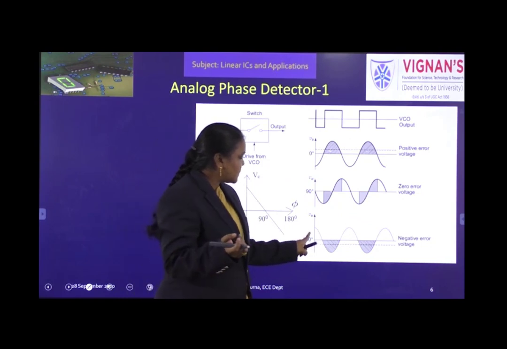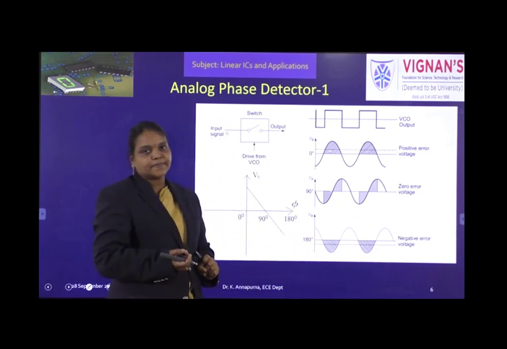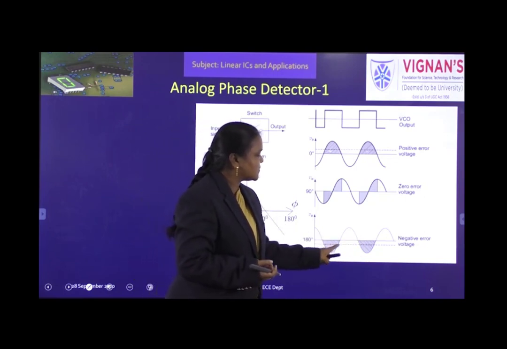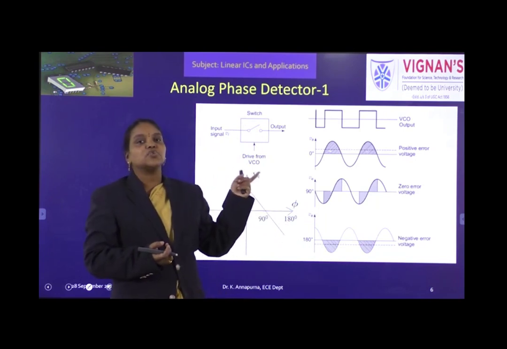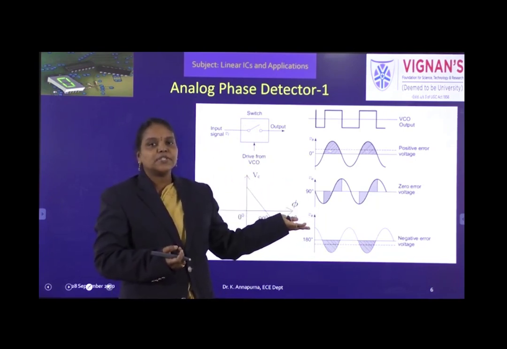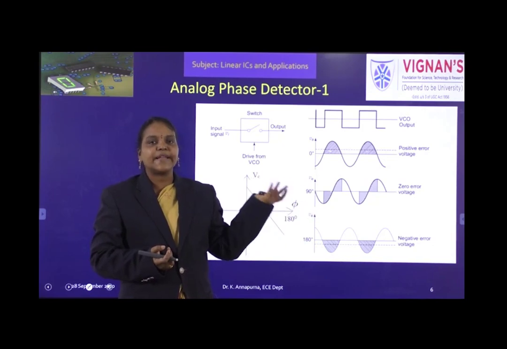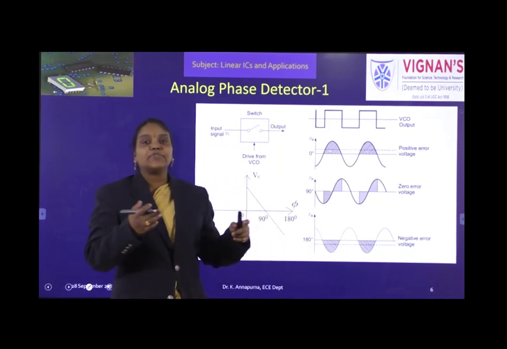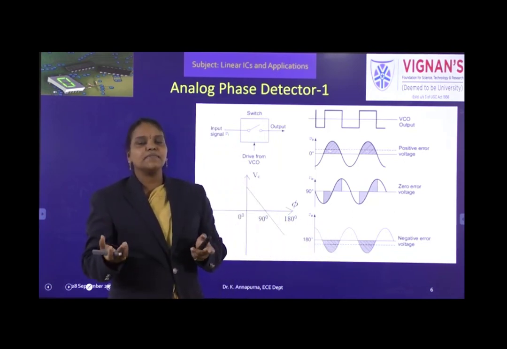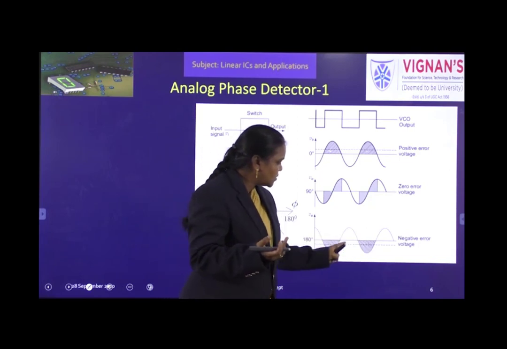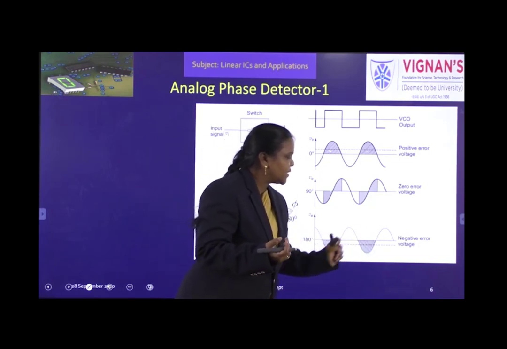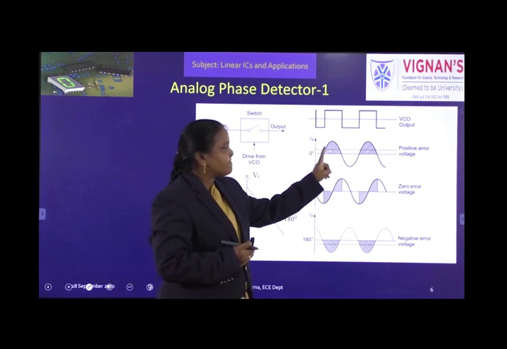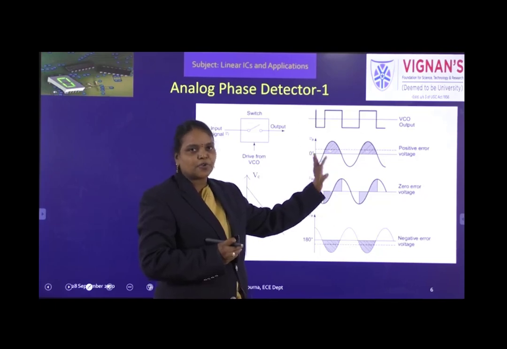And next, if the phase difference is 180 degrees, only negative half cycles are passing, because during the positive half cycle of the VCO, the input signal will be in its negative half cycle because of the 180 degrees phase shift. So only negative half cycles are passing. So all negative values. So what is the average? It is also negative. So negative error voltage.